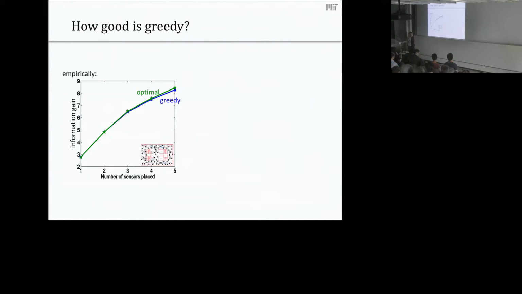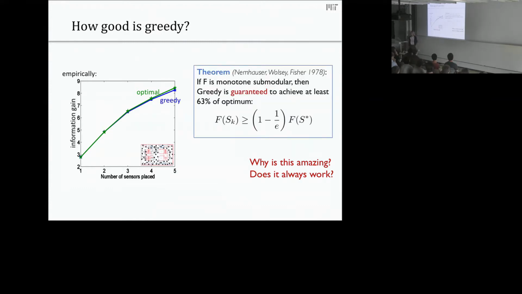But then the question is: is that a coincidence, or does it always work? This is one specific problem, one example. Does this hold throughout? Here's the answer. The answer is a theorem, and it says that if my cost function is submodular and increasing, and also non-negative, then this greedy algorithm is guaranteed to give me what's called a constant factor approximation. That means if I run this greedy algorithm, I'm going to get at least 63% of the optimal value, or 1 minus 1 over e times the optimal value.